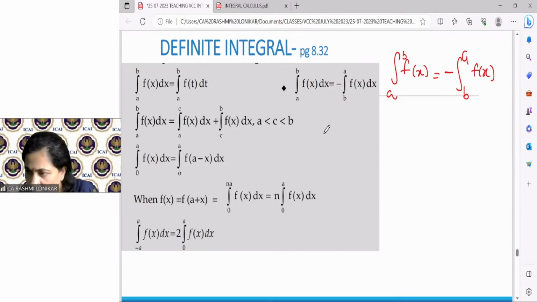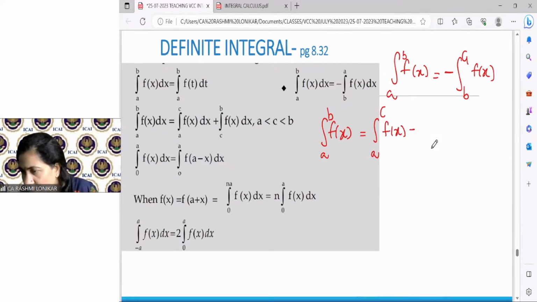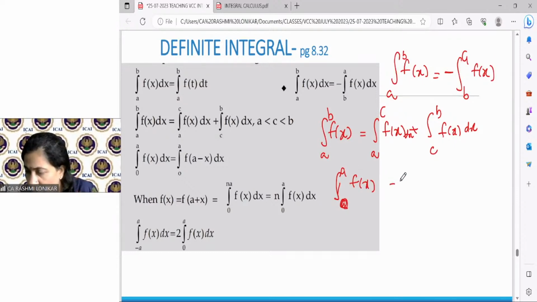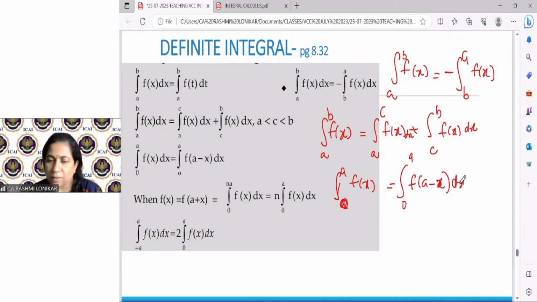You can also have integral a to b of f(x). I can also introduce one middle point, so this is equal to integral a to c of f(x) dx plus integral c to b of f(x) dx. I can split it like that. Then this is also very important: integral 0 to a of f(x) dx is also equal to integral 0 to a of f(a minus x) dx.